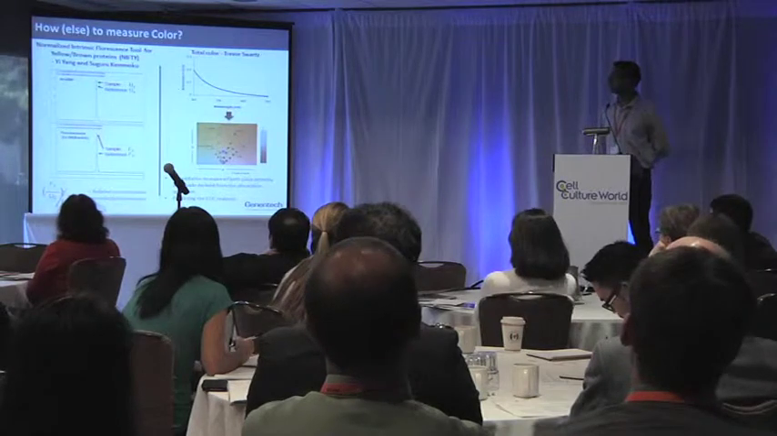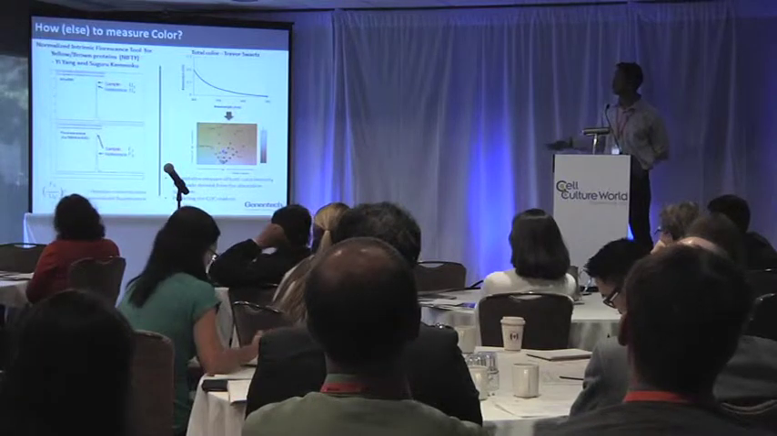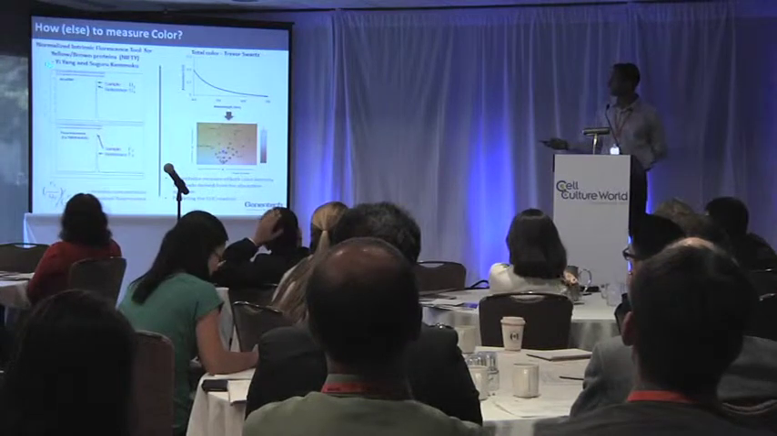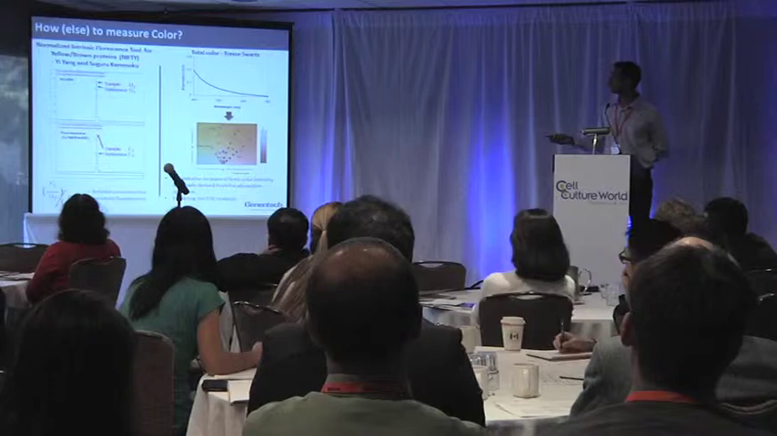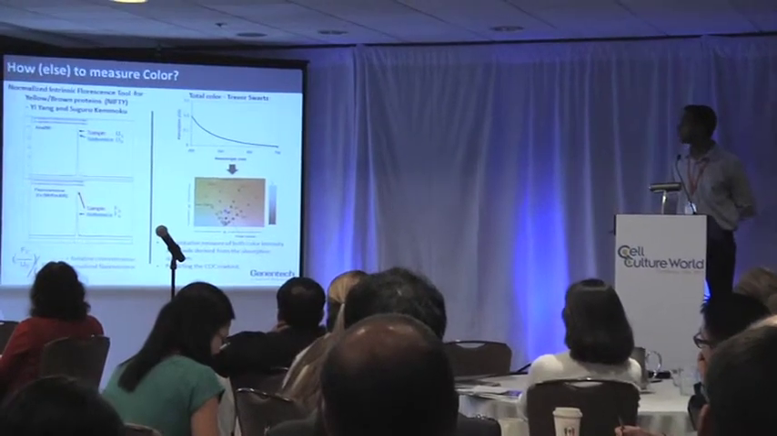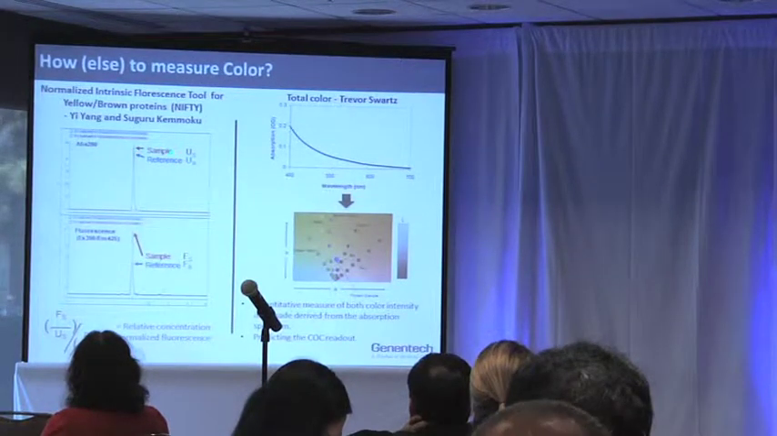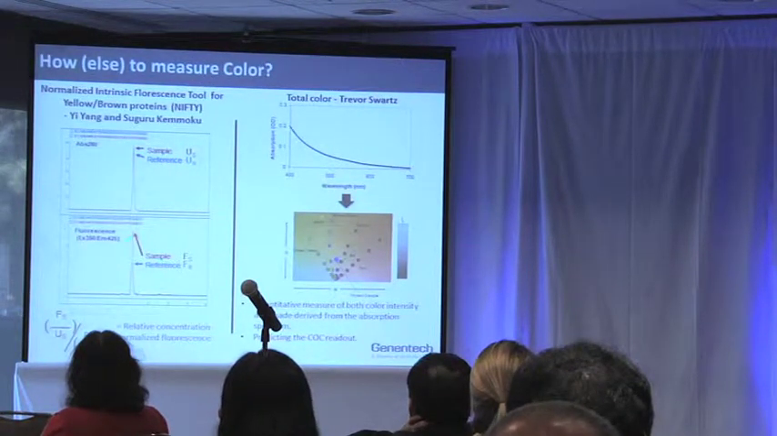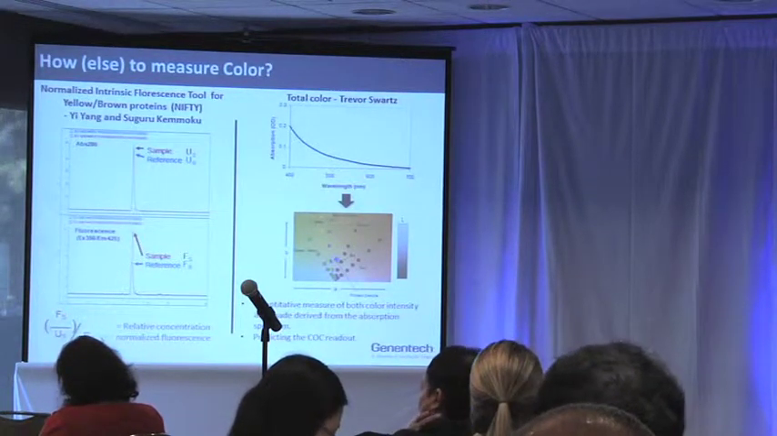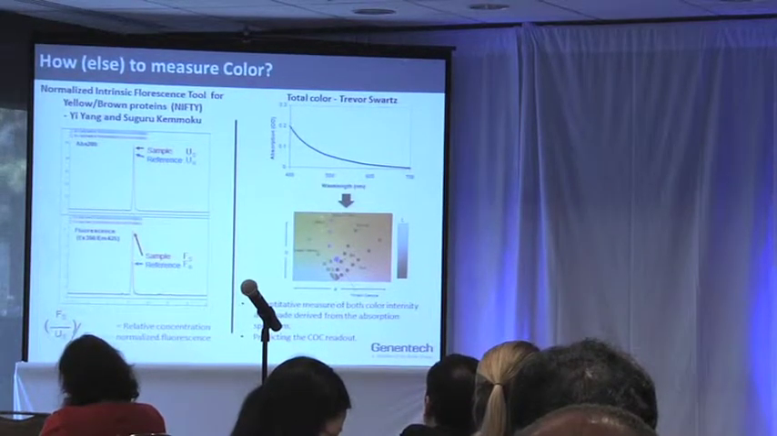So how else do we measure color? We have two methods that we've developed which are quantitative. The first one here is the normalized intrinsic fluorescence tool for yellow-brown proteins, long name, short for NIFTY, and it's developed by Yi Yang and Suguru. Basically, it looks at the absorbance at 280, which is a measure of concentration of protein for the sample versus a reference sample, and then looks at the fluorescence at a certain excitation emission. And as you can see in this image, for the same concentration of sample versus reference, you can have very different fluorescence values. So by normalizing this fluorescence to the concentration for both the sample and your reference, we get a relative concentration normalized fluorescence, which is what we call NIFTY.